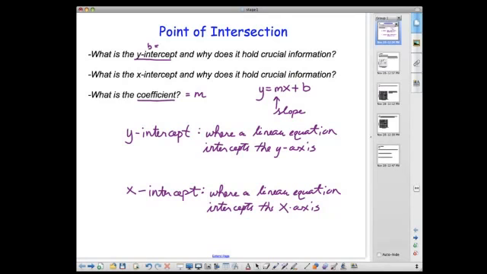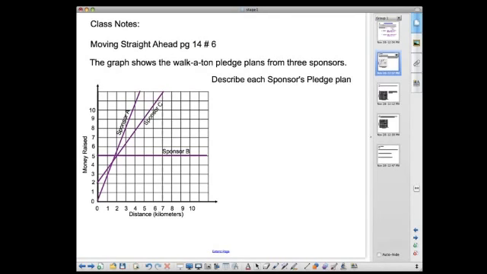Right? So the way that we're going to talk about the intercepts is by looking at an example, and this is from your Moving Straight Ahead text, page 14, number 6. And the graph shows a walkathon pledge from 3 different sponsors. Now, the first instruction asks us to describe each sponsor's pledge plan. Now that we know our y equals mx plus b, we can describe the pledge plans using that equation, using the slope, and using the y-intercept.